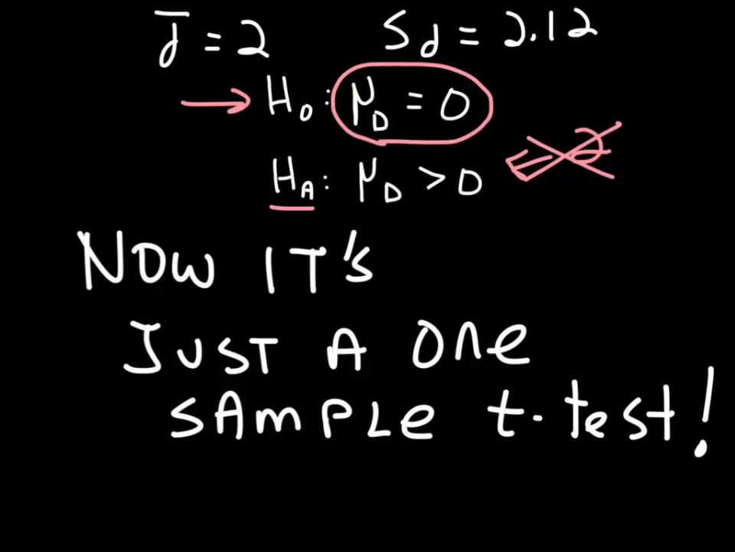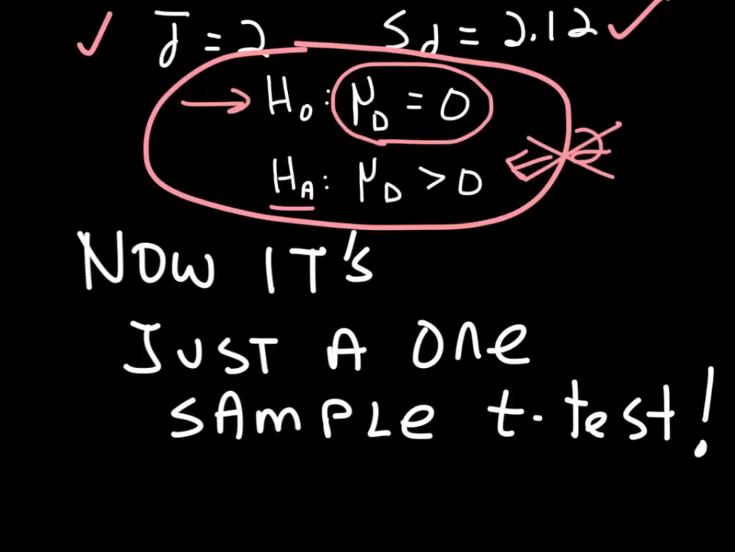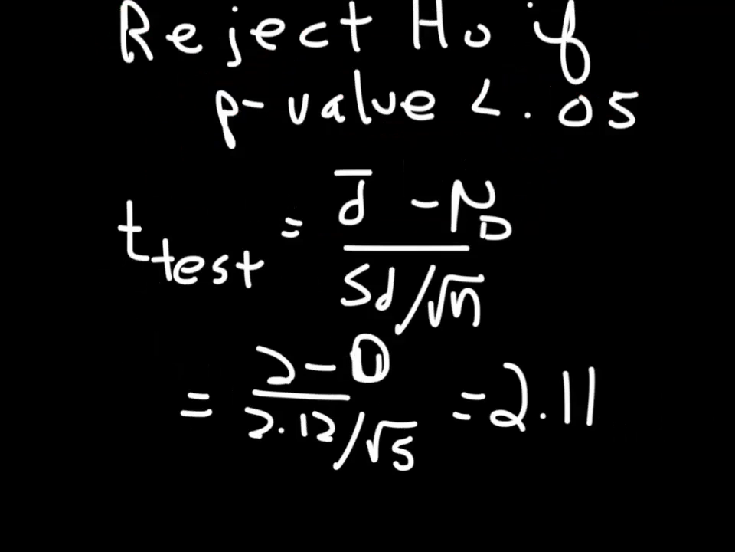So once we've gotten the differences, remember we subtracted post-test minus pre-test, then we computed the mean of the differences and the standard deviation of the differences, and we had our hypotheses compared to 0. Now it's just a one sample t-test. So we're still going to reject H0 if the p-value is less than 0.05. We still have a t-test because we're looking at sample data.